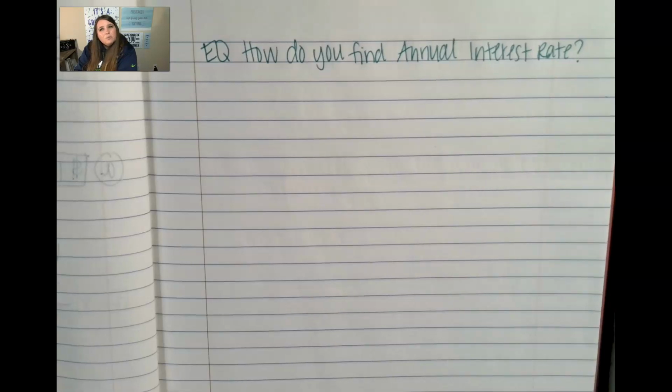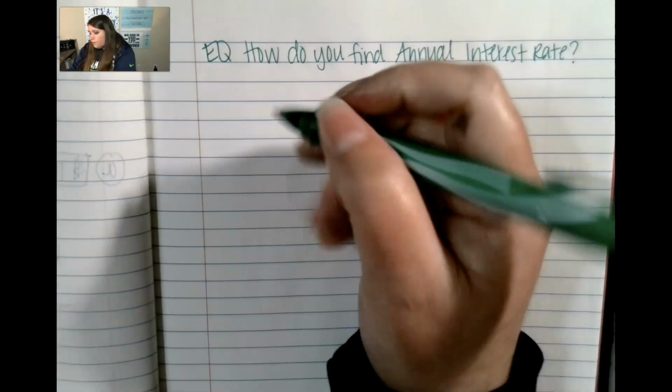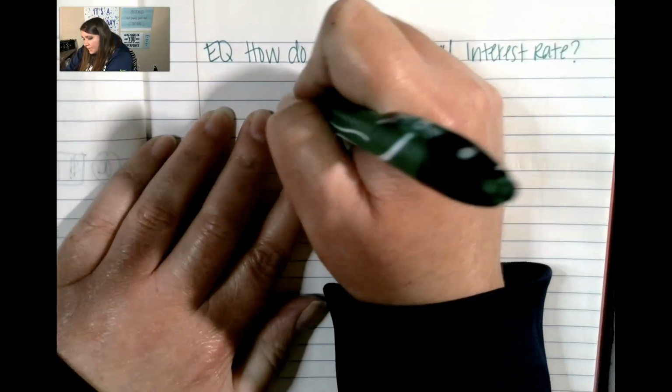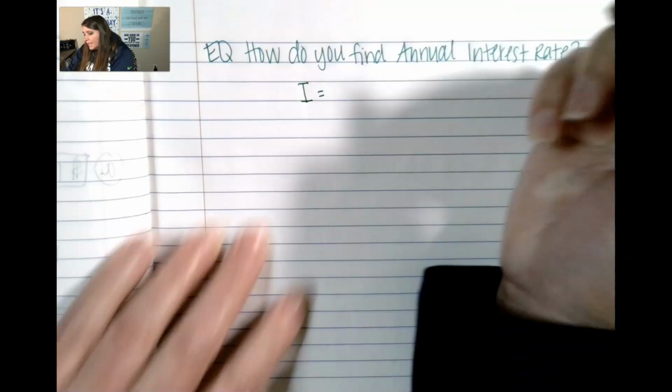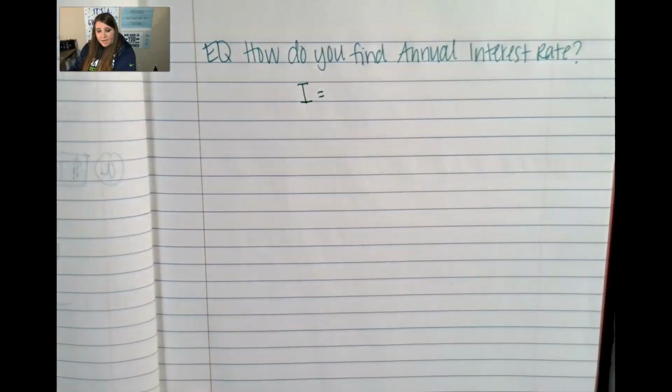Hi everyone, today we will be looking at how do you find annual interest rate. So we're still working with simple interest, and we are still using our formula from yesterday, except the only difference today is that we're going to be solving for the rate or the interest rate.